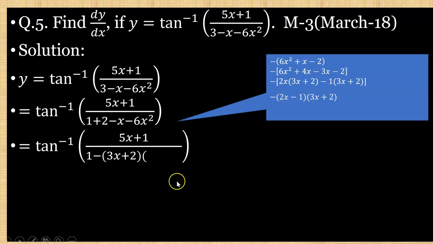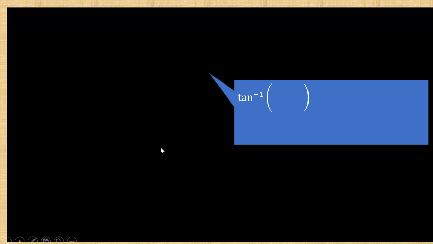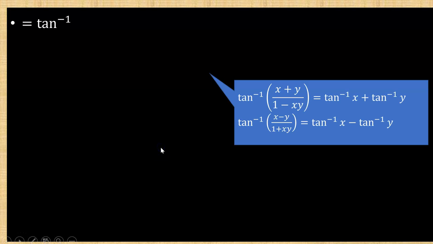Now here we can arrange the numerator like this. See this, the numerator 5x plus 1 can be written as 3x plus 2 plus 2x minus 1. We have the numerator 5x plus 1.